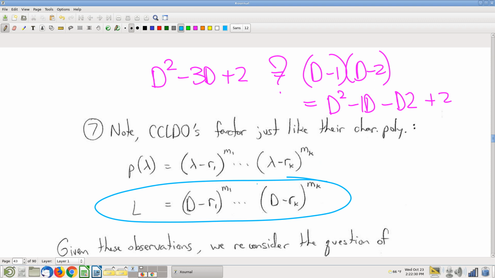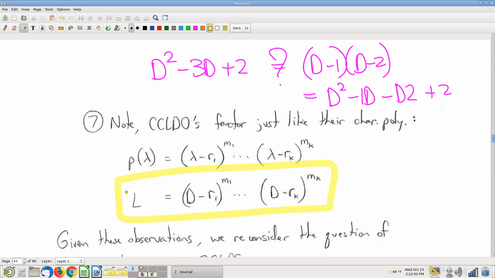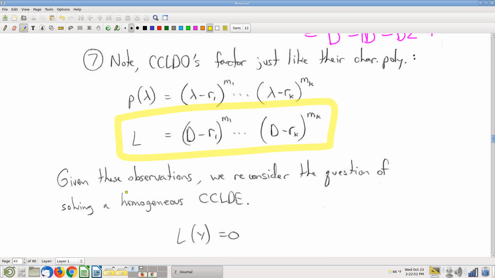And again, just keep in mind that the lambda just becomes a d. Everything else is the same. Okay, so this is the big win. I can rewrite linear differential operators in a factored form. And now let me just start showing you how powerful this result is.